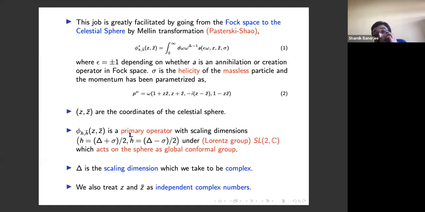Now, this phi h, h bar, z, z bar is a primary operator with dimension h, h bar under the Lorentz group SL(2,C), which acts on the celestial sphere as a global conformal group. Now, this delta is the scale.